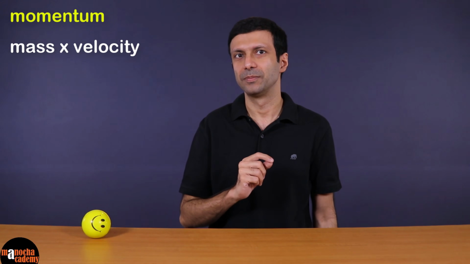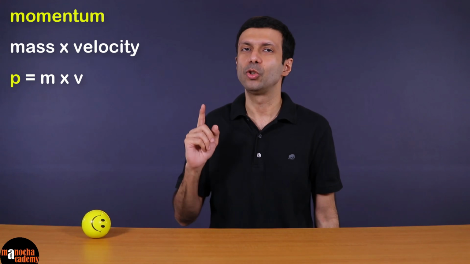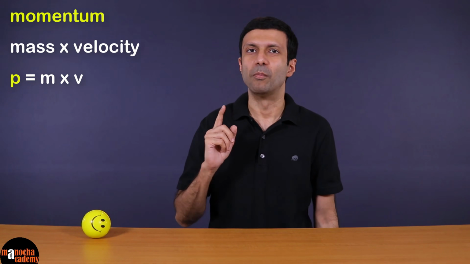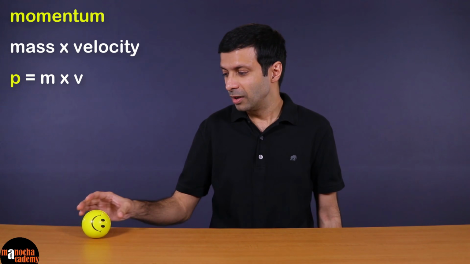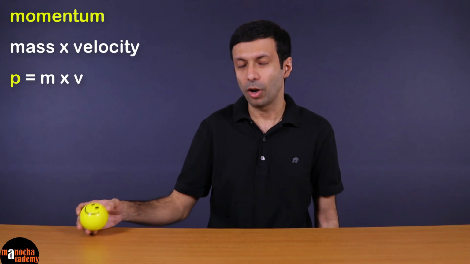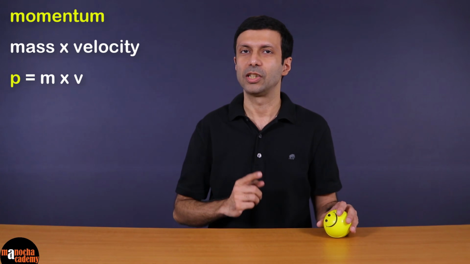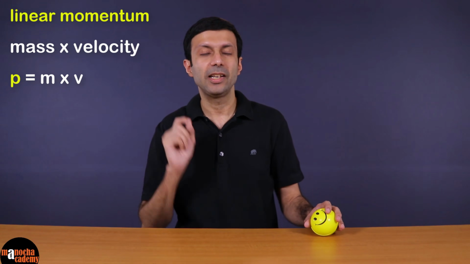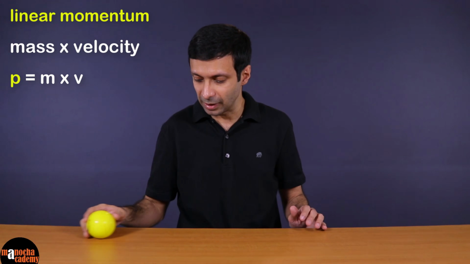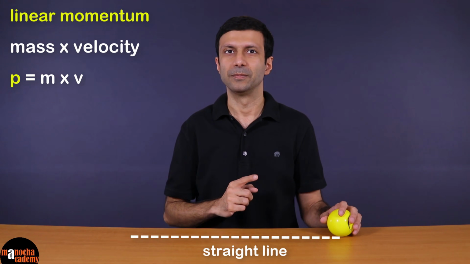Let's analyze Newton's second law and derive the formula for force. Now, do you know what is momentum? Momentum is mass into velocity. So P equals m into v, where P is the symbol of momentum. For this ball, the momentum is going to be the mass of the ball multiplied by the velocity of the ball. When we say linear momentum, we mean the body is traveling in a straight line, like here.